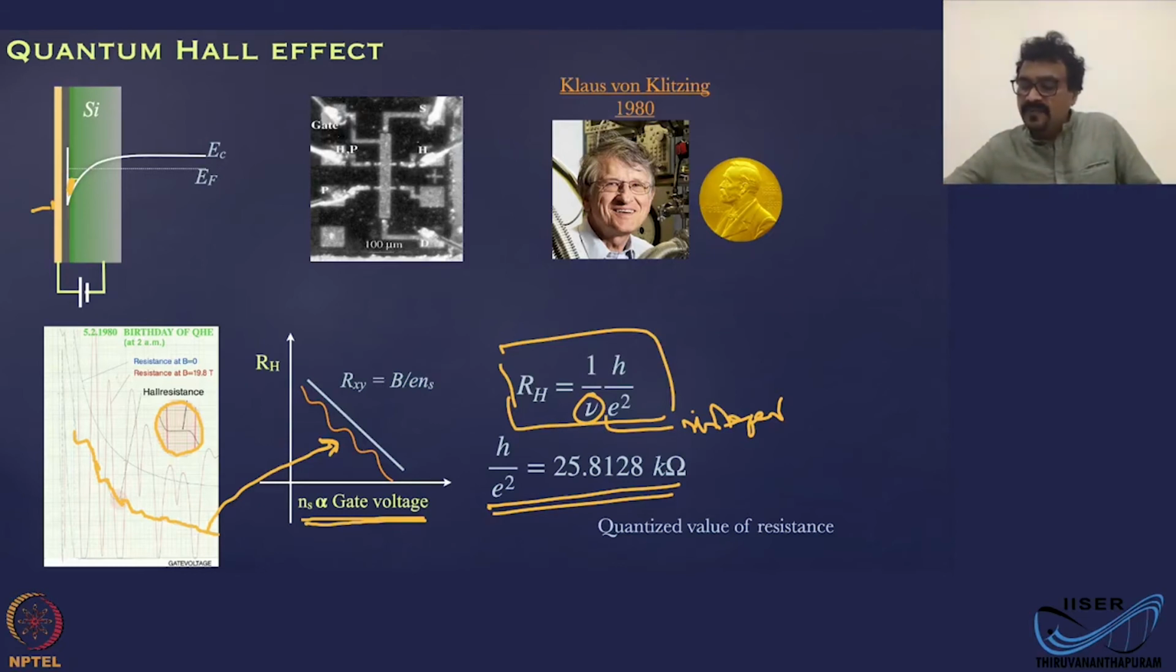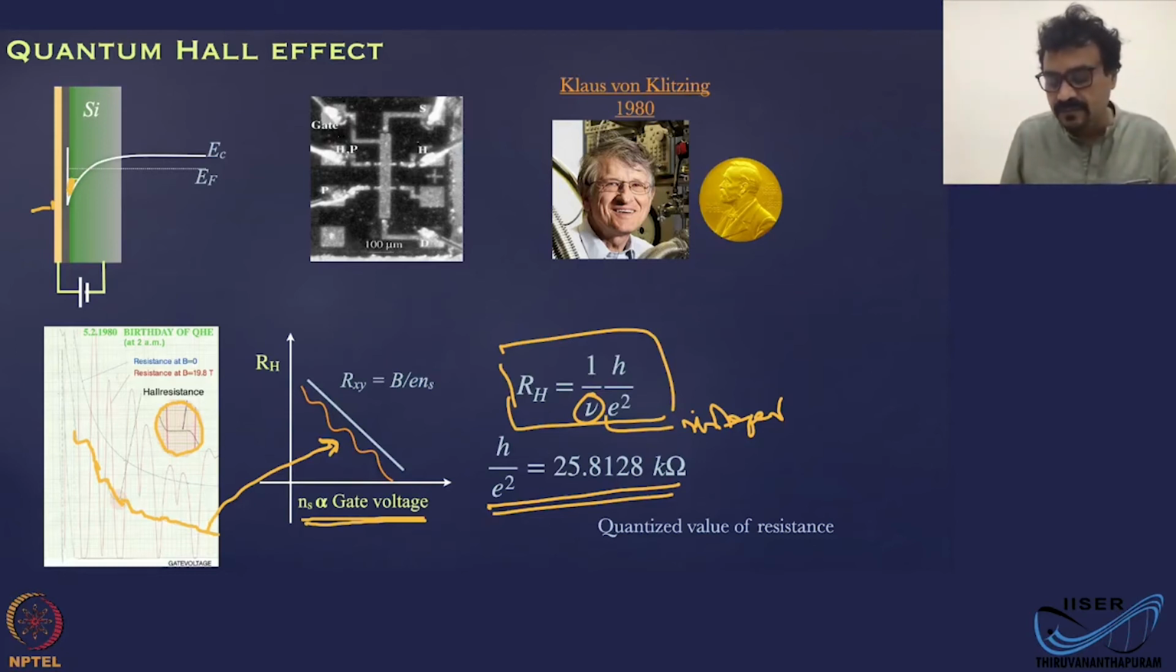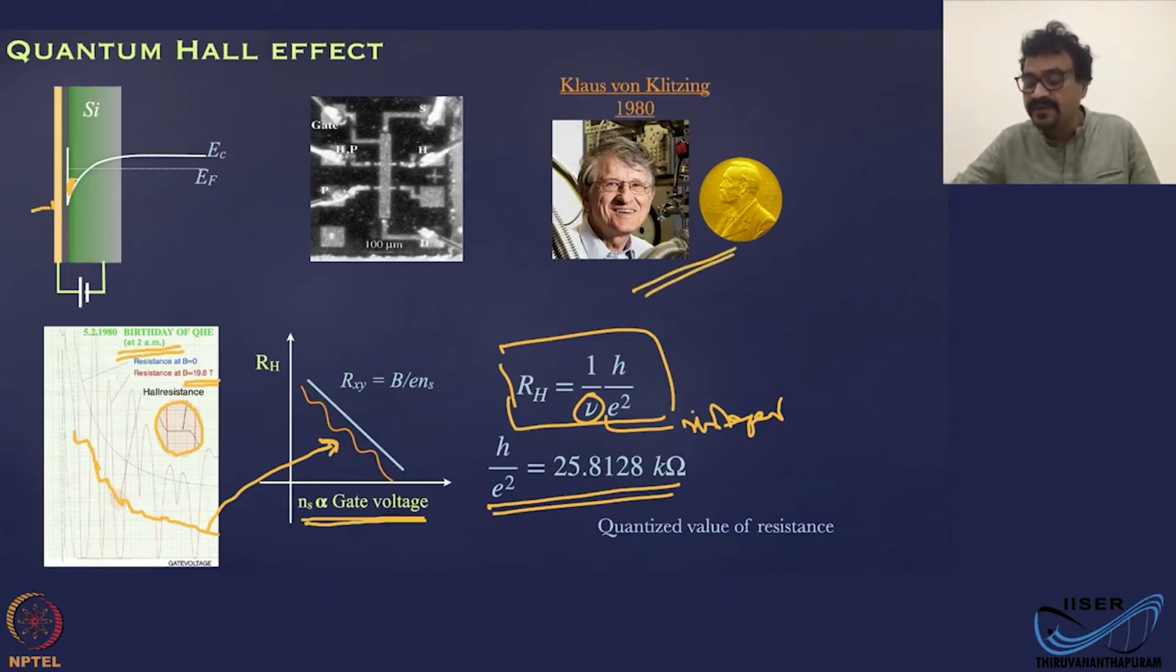Now, this was done in silicon MOSFET geometry, in silicon at low temperature. Okay, so you can see that this is done at really high field. And even the time is marked, around 2 a.m., early in the morning. Okay, which earned him the Nobel Prize in physics. This discovery happened in 1980.